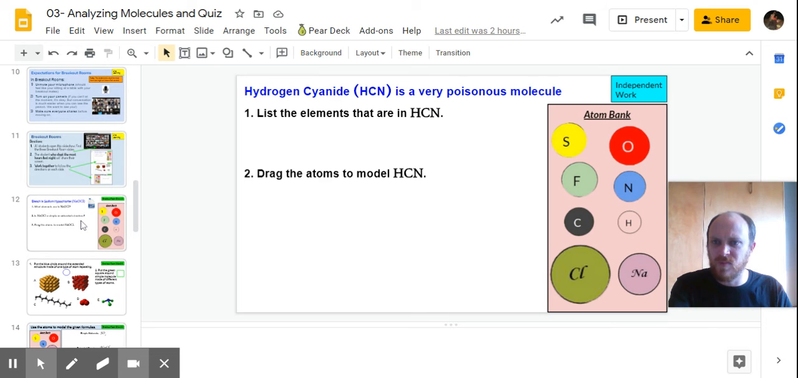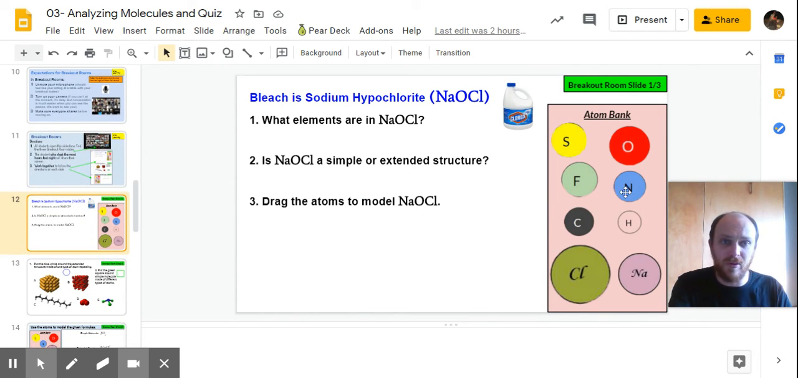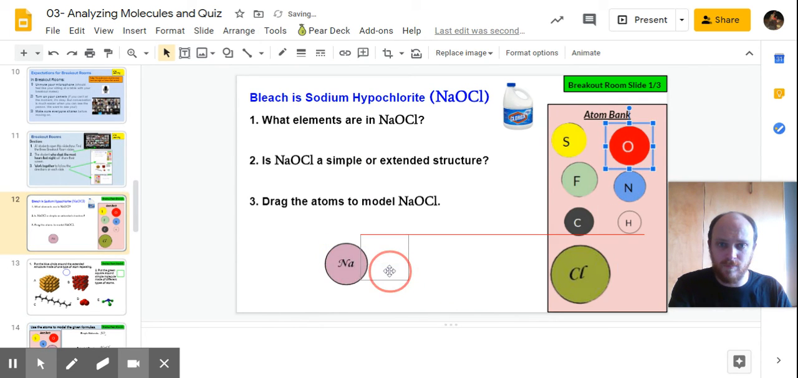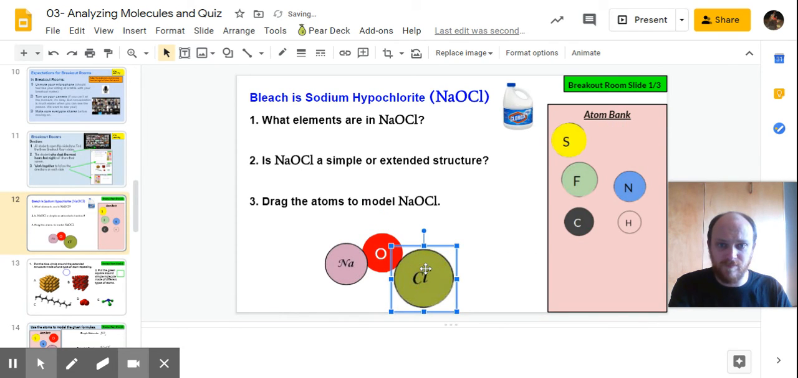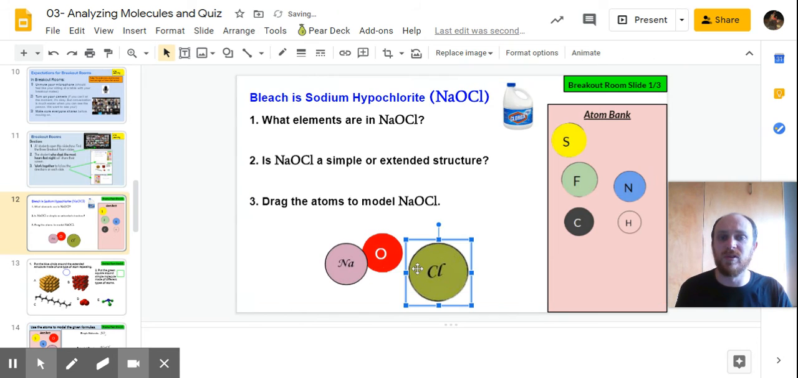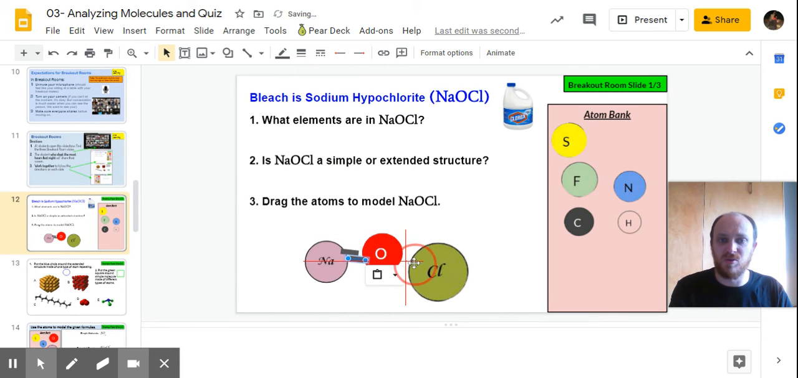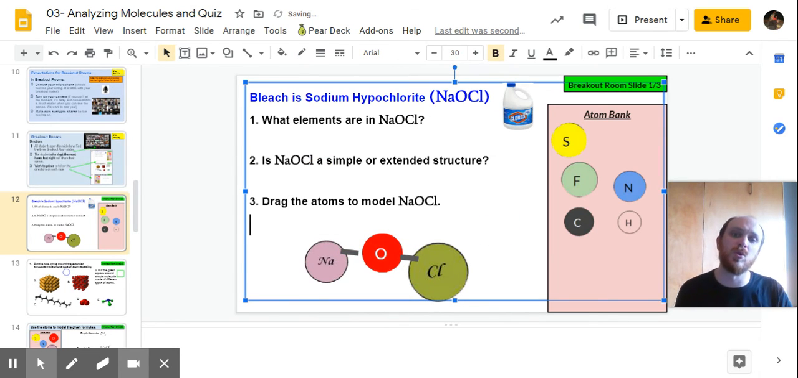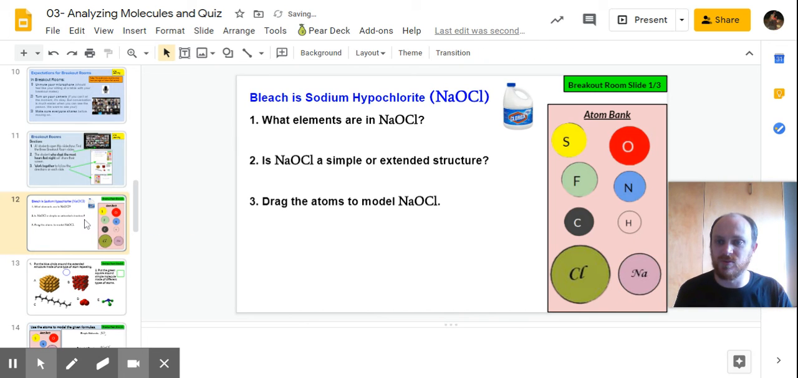Let me go up here, this is the breakout room. So how you would model this, you're looking for Na and O and Cl, something like that, as long as you show them touching. If you really want to, you can separate them and draw lines between them. I don't know if you want to do that, but you can. Either way, now you're showing molecules.